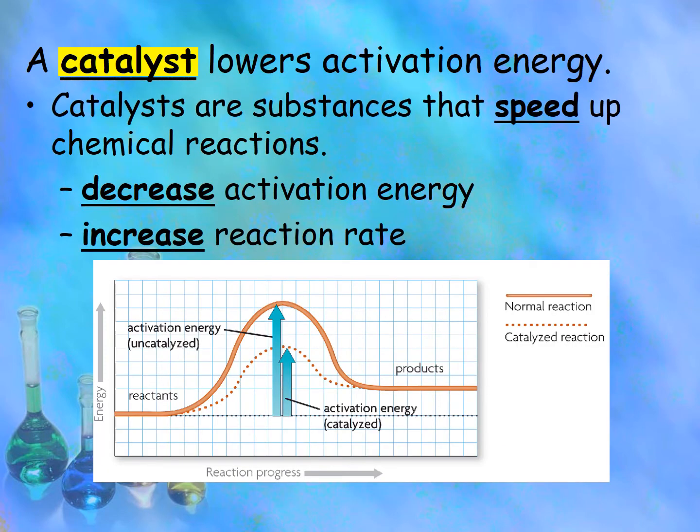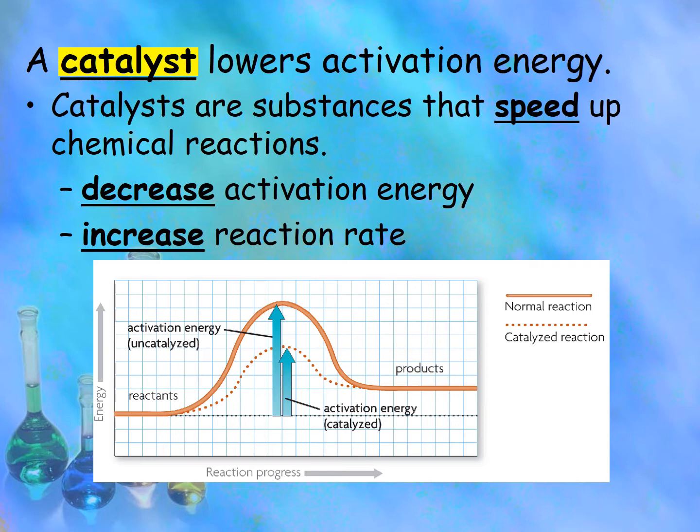And honestly, the activation energies and endothermic, exothermic, those are all things that I'm explaining so that you can understand what a catalyst is and why that's important. So out of all of this, understanding what a catalyst is and an enzyme that we'll talk about shortly, that is the important part I want you to pull out of all of these chemical discussions. So a catalyst is going to lower the activation energy. It's going to make that hill smaller. The catalysts are substances that speed up chemical reactions. They decrease the activation energy, and they can increase the reaction rate.